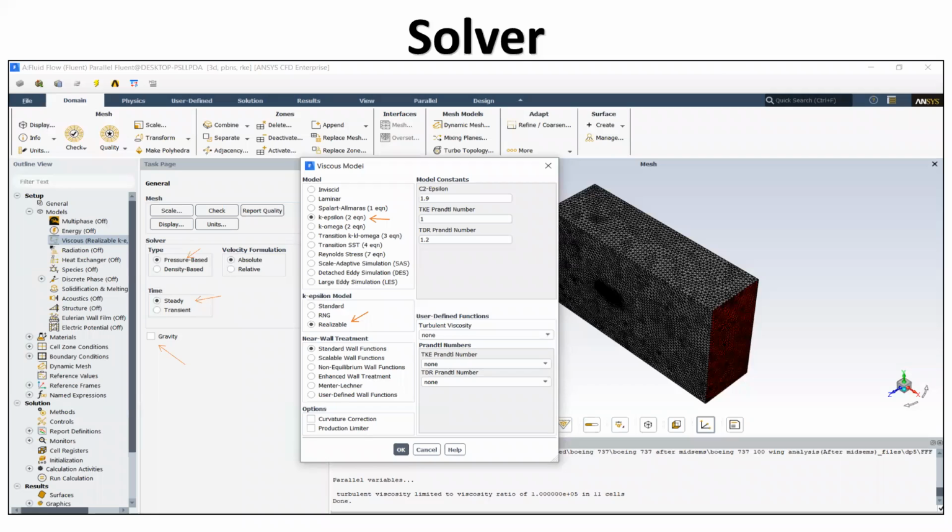Thank you, Anvesha, for explaining the geometry and the meshing part so well. Now, coming to the solver part, we have used a pressure-based solver in steady state, and we have not used gravity for our simulation. For turbulence modeling, we have used the k-epsilon realizable model, and we have used standard wall functions.